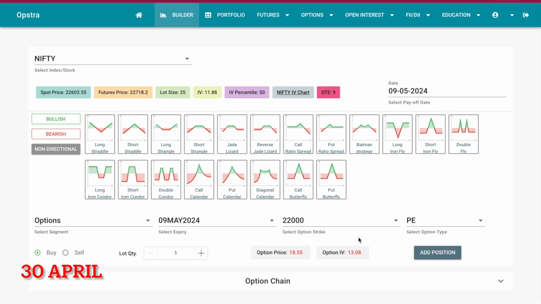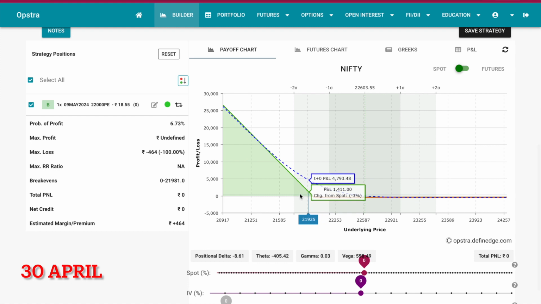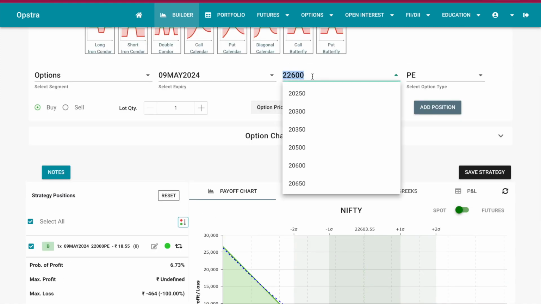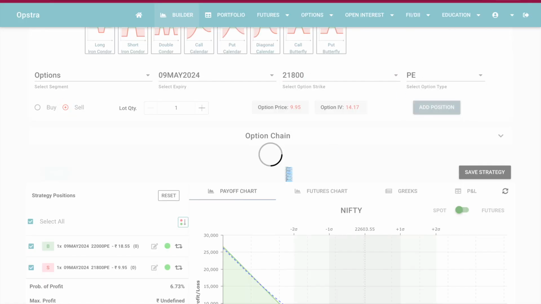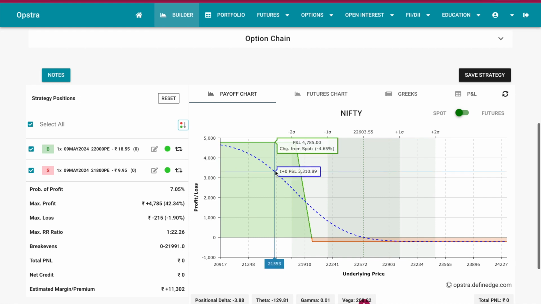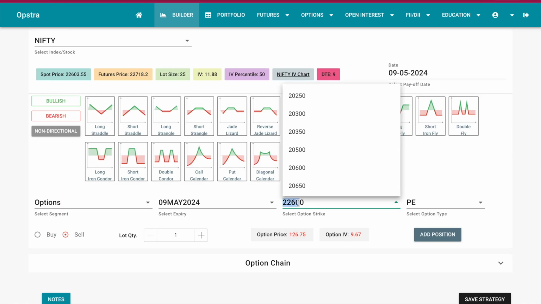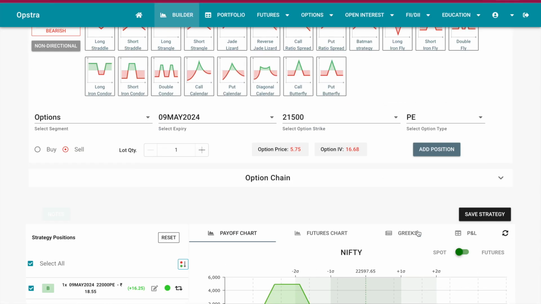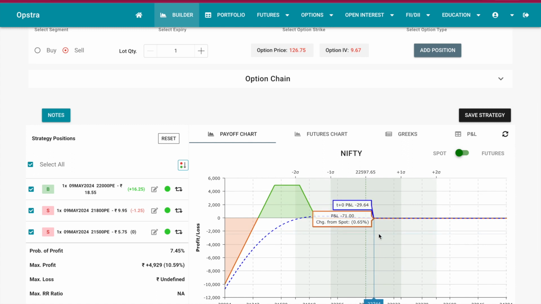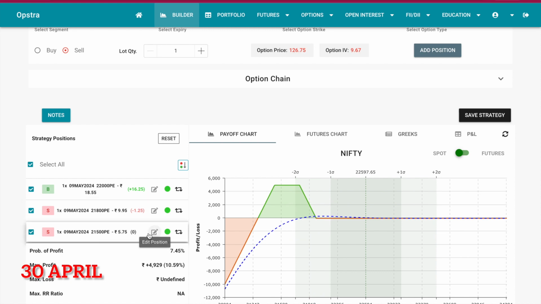We go for 8, one quantity, and then we go ahead and sell the 21,800 PE. We sell it, and then we sell the 21,500 PE, again one lot. Now you can see there is almost no profit, no loss at this level, and if the market goes down, it already incurs some profit. So this is the reference trade.